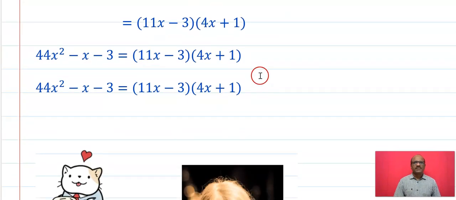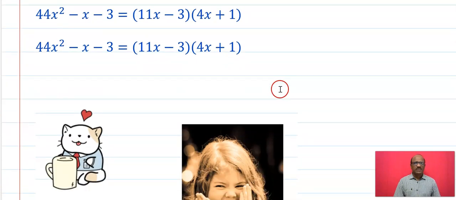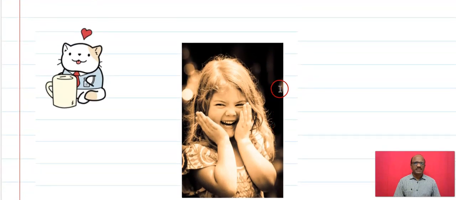Therefore the factors of 44x square minus x minus 3 are 11x minus 3 in one bracket and 4x plus 1 in the next bracket, and that's why these are the factors. Again I will repeat here, that is 44x square minus x minus 3 is equal to in bracket 11x minus 3 in next bracket 4x plus 1 and in this way we have completed the practice set 6.1.